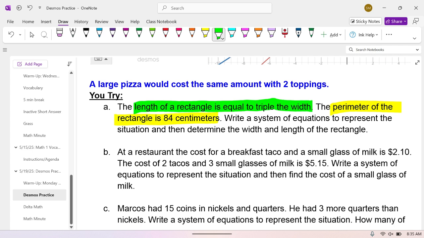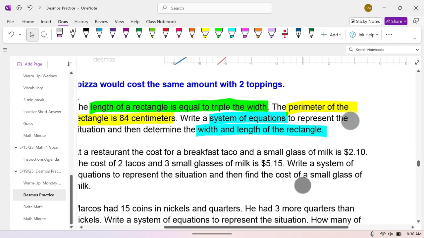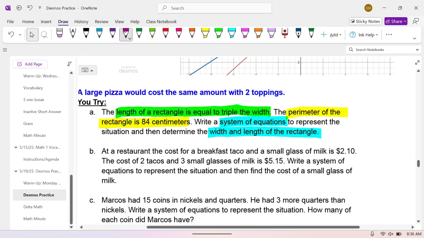Now, we need to know what's required of us. What are we trying to find? Someone different. The width and the length of the rectangle, and we also want a what? A system of equations. All right. So we need the width and the length of the rectangle and the system of equations. That's what we're trying to find. So now we're going to analyze how we're going to do that. So by analyzing, we're going to first set up the system. That's going to be part of our analyzing.